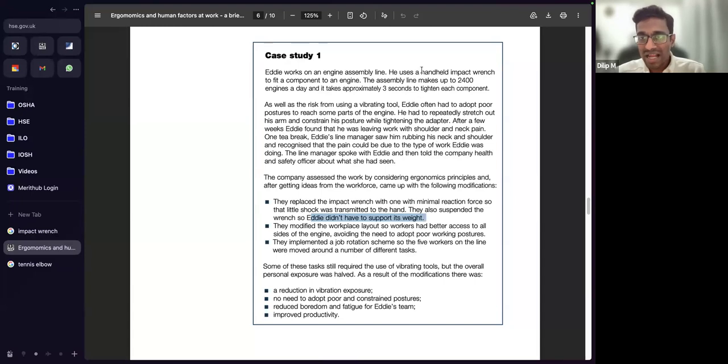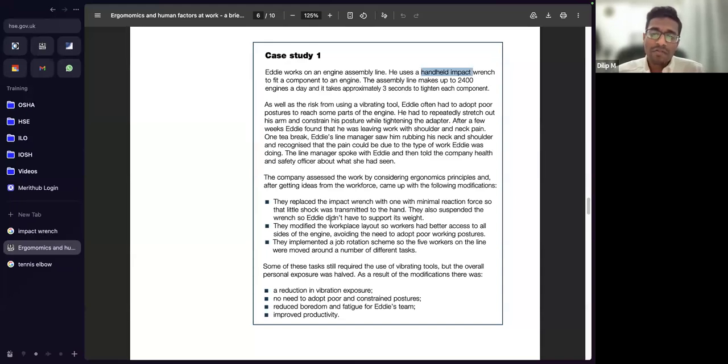So he was using a handheld wrench, so the entire weight of the wrench was also supported by the user. So now it is totally suspended, so he doesn't have to hold and carry the weight of the wrench.